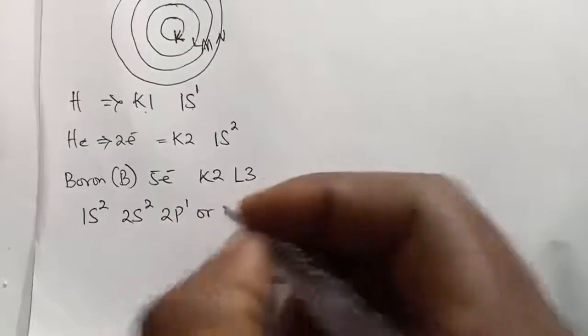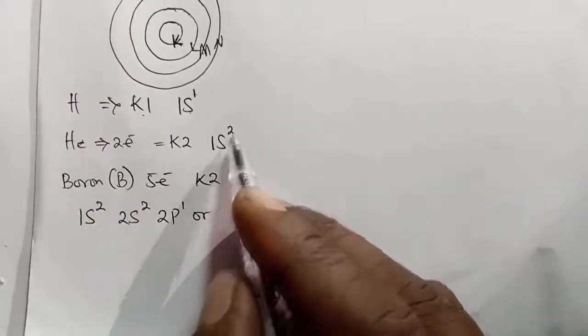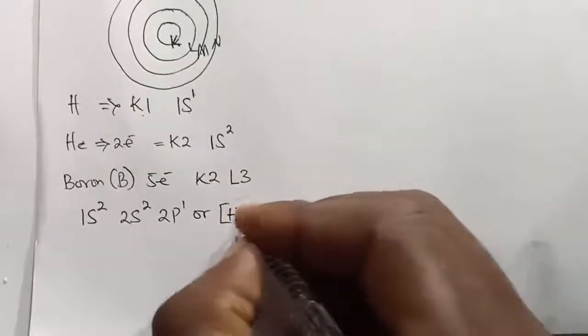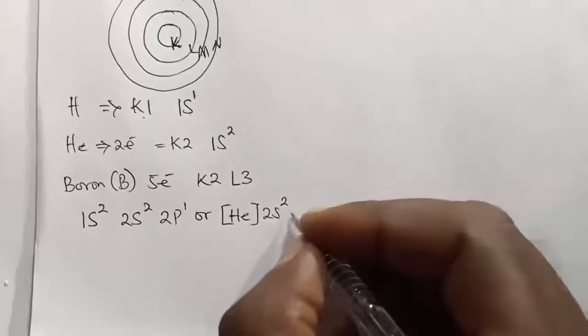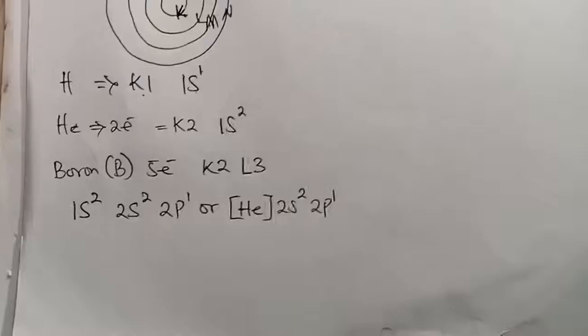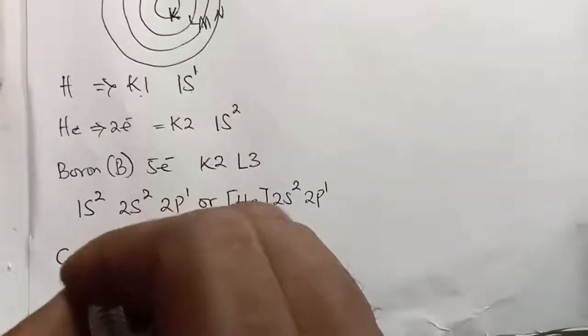If you want to represent it, because remember helium is 1s2, you can represent it by saying helium, which is 1s2, and then 2s2, then 2p1. This is another way you can write it. If we have another example, let's say carbon.